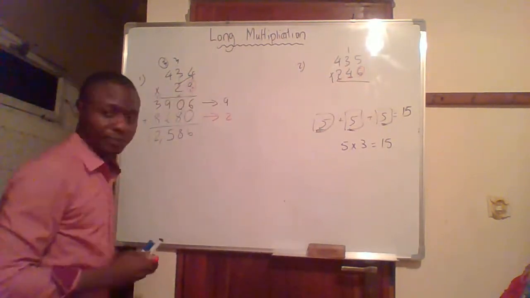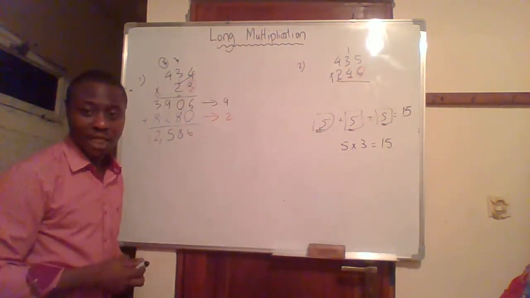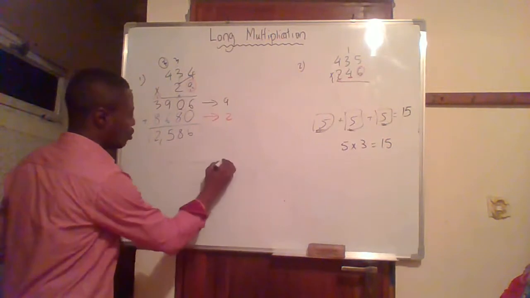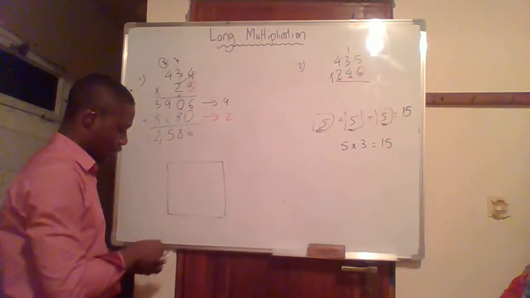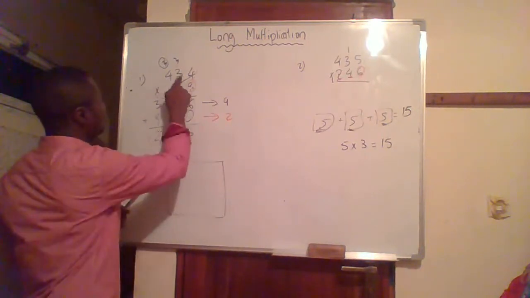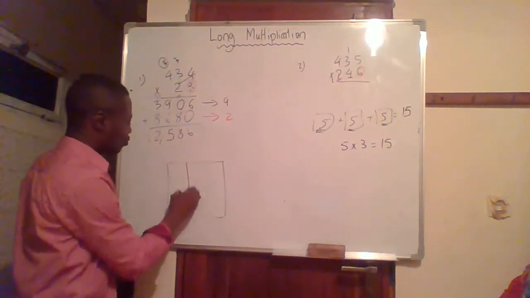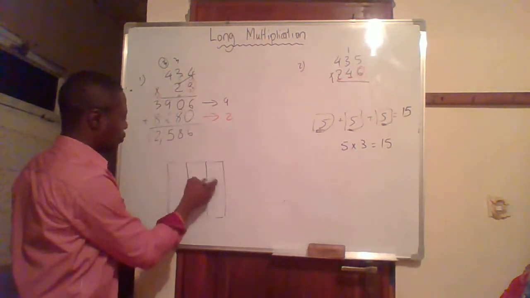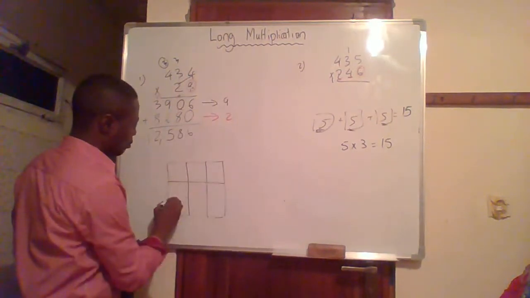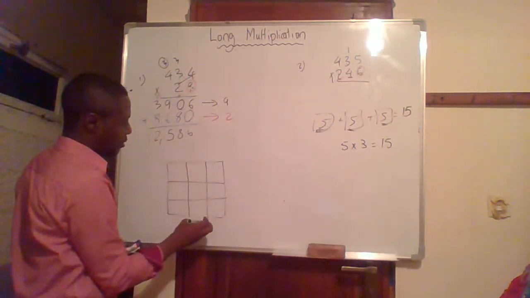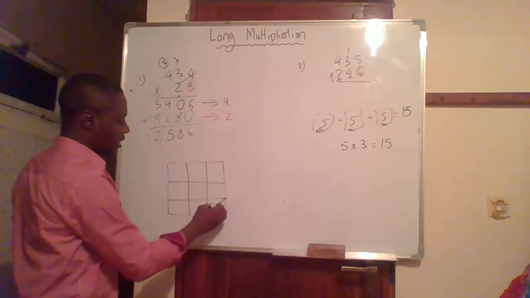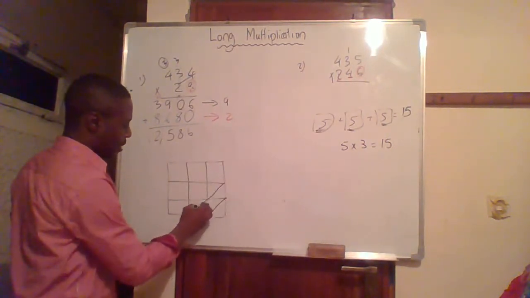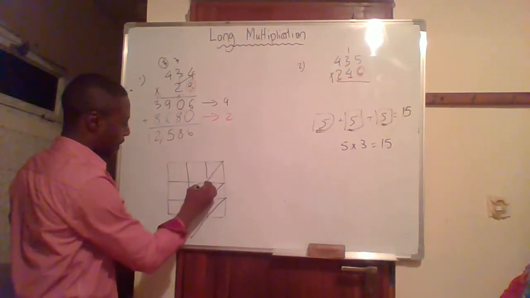Now I can check my answer with lattice multiplication. I can draw a box as usual, and it is 1, 2, 3 digits, so I need to have 3 columns. 1, 2, 3, 1, 2, 3, and here 1, 2, 3. Remember that you can keep it this way. Good. So let's draw the diagonals. Draw the diagonals.